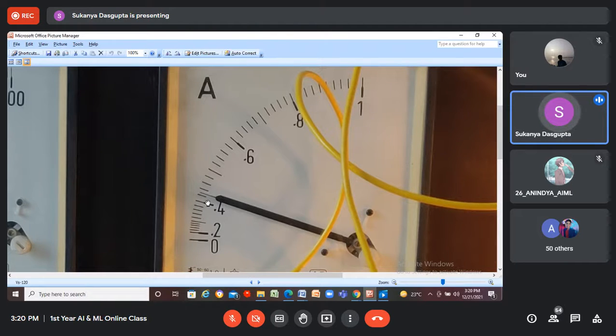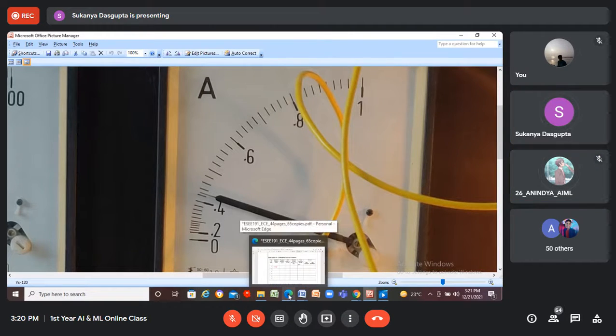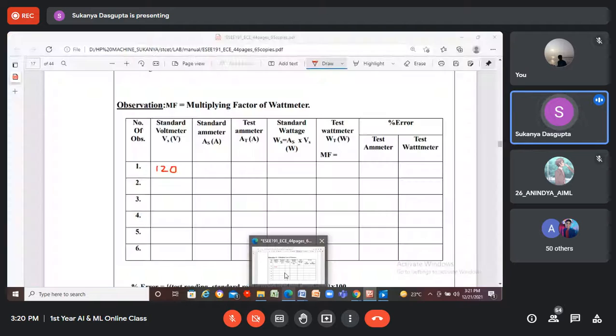Yes, it's in between 0.42 and 0.44. Okay. It is a bit closer to 0.42. You take approximately 0.43.